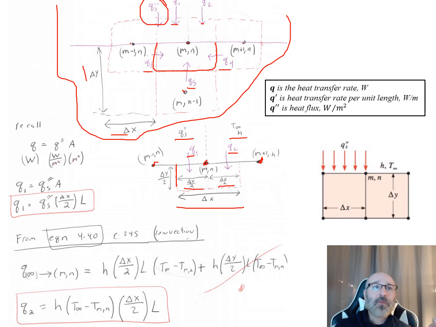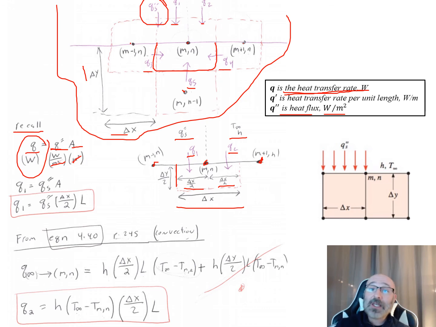Now, what I want to recall from our governing equation, we have this relationship where Q is equal to Q double prime A, where Q is the heat transfer rate in units of watts, and my Q double prime is my heat flux in units of watts per meter squared, and A is my area in units of meters squared. If I want to get my Q, I can take that heat flux in watts per meter squared, multiply it by area, which has units of meter squared. We can see my meter squared cancels with my meter squared, gives me just watts, which would give me my Q value, or my heat transfer rate in units of watts.